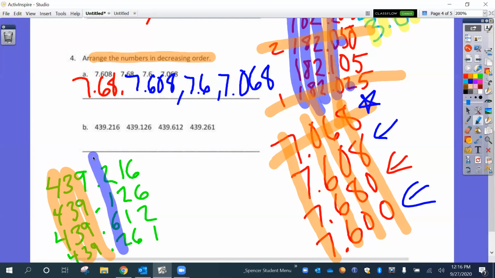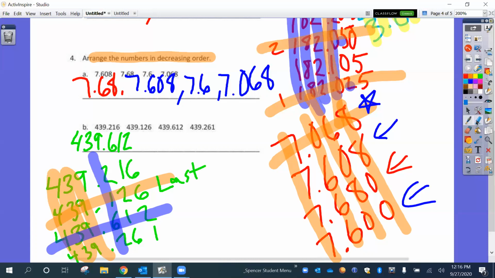I can see that there's 2 numbers with 2 in the tenths place, 1 number with 1 in the tenths place, and a number with a 6 in the tenths place. So I can already see the largest number. And then I can also see the smallest number. And then I can see 2 numbers that we have to go a little bit further to represent. So let's represent that largest number first, because we're doing it in decreasing order, 439 and 612 thousandths. So we know this is last.